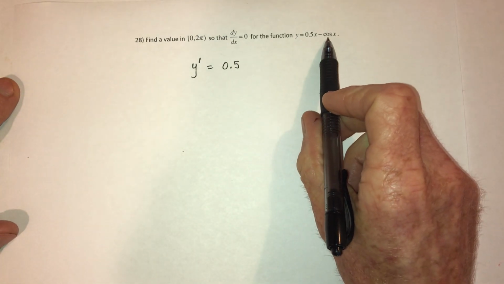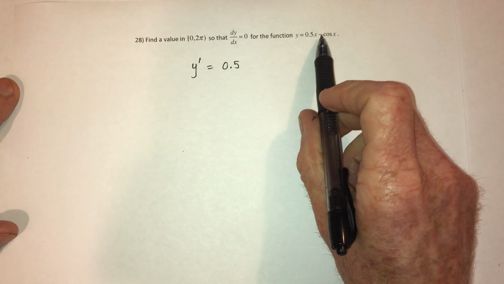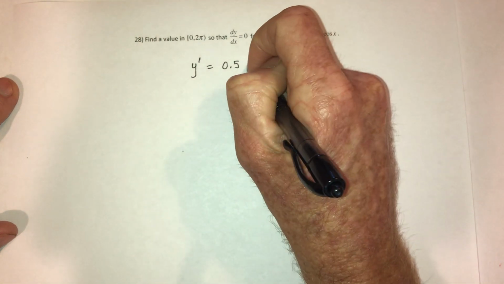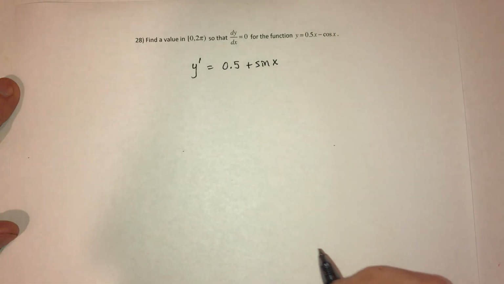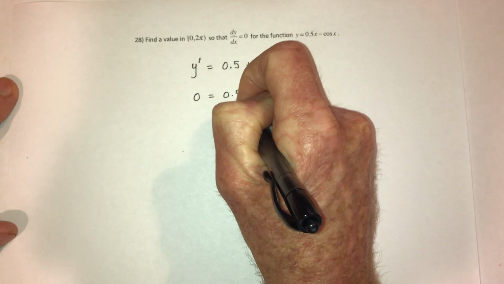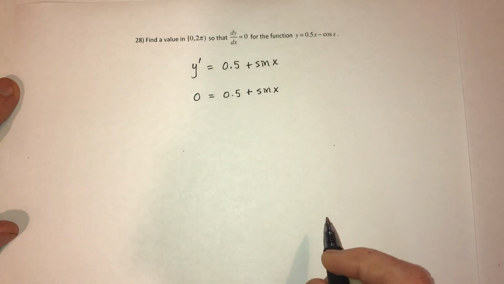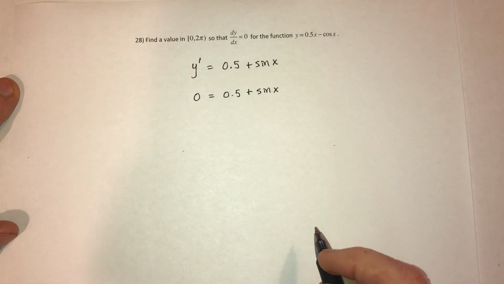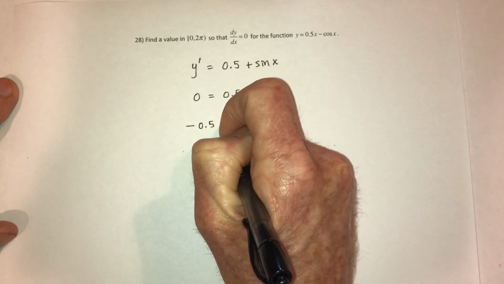Next, the derivative for cosine is negative sine. And then the negative sine and that negative are going to cancel, so it leaves plus sine of x. Then set that equal to 0. And we need to find one value so that the derivative equals 0. So you could subtract the 0.5 from both sides.